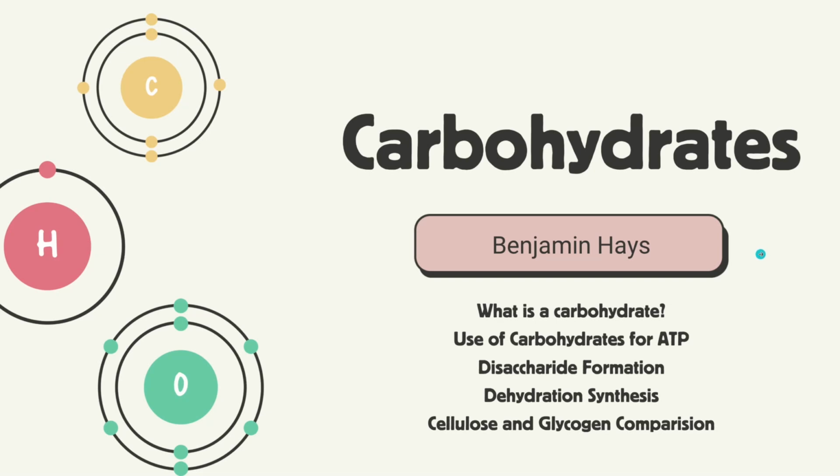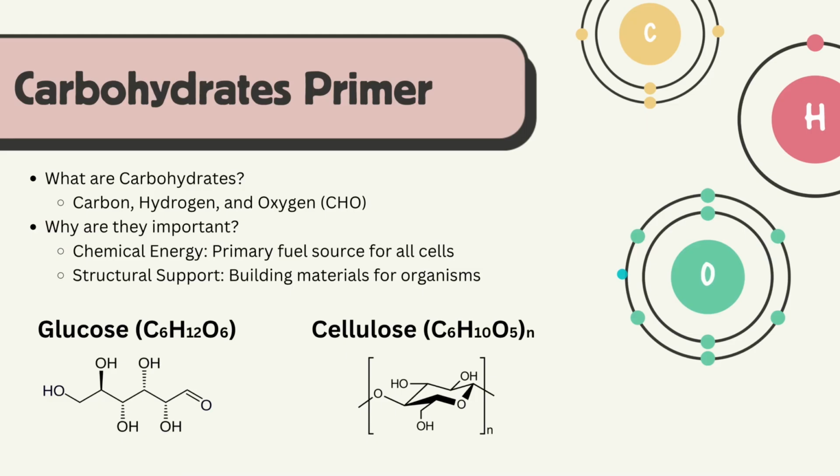Hello, today we're going to talk about carbohydrates, what they are, their use in ATP, and then some polymers and disaccharides. So first off, what are carbohydrates? They're, as the name suggests, carbon and then hydrate, so water. For that reason, they're made of carbon, hydrogen, and oxygen, the building blocks for life, essentially. And they're the most abundant organic molecules on Earth, which is a little fun fact there.